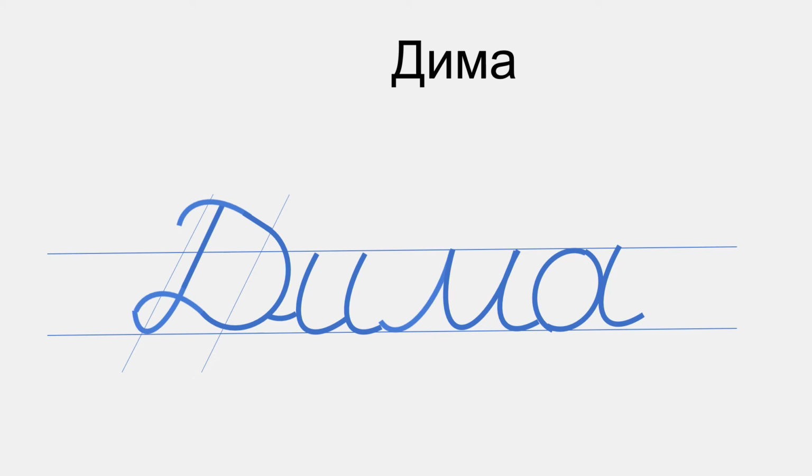Your turn. So you know what to do. Practice with this word. Write it down many times, like 10 times, and say loudly, Dima, Dima, okay? And after practicing, go back because we have still the letter A to practice with.